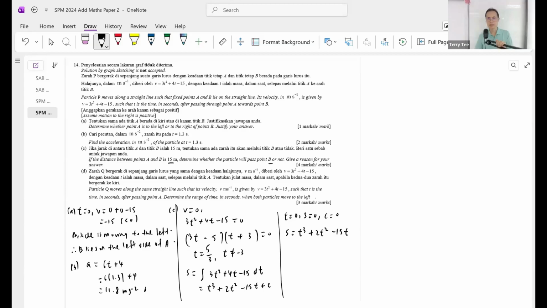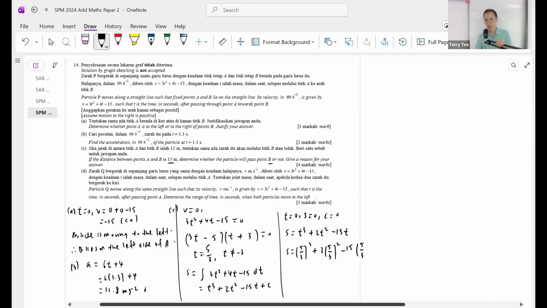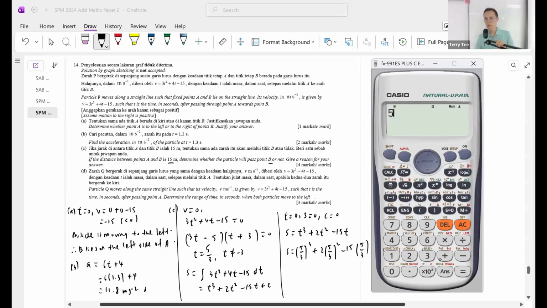Okay, now let's take this and sub inside. Take your 5 over 3 and sub inside. This is 5 over 3 cubed plus 2 times 5 over 3 squared minus 15 times 5 over 3. So you can use your calculator, type in 5 over 3, save it as answer. Take answer power 3 plus 2 answer power 2 minus 15 answer, you get negative 14.82.